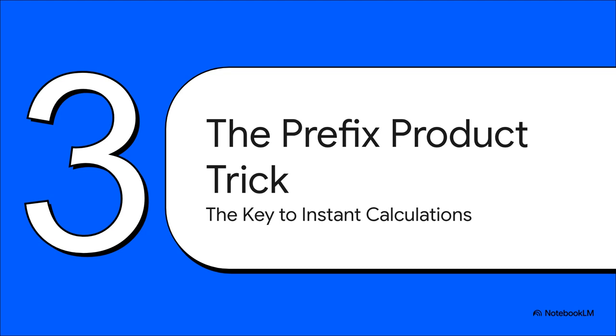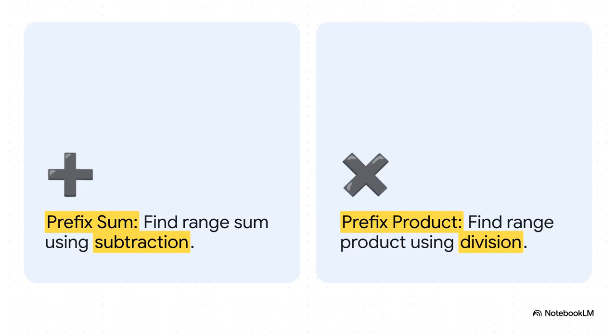This is where the magic happens. We're going to use something called the prefix product trick. And trust me, this little idea is the key to unlocking those instant calculations. It completely changes the game. Now, this trick might sound a little familiar if you've ever worked with prefix sums. With prefix sums, you pre-calculate a running total, and then you can find the sum of any range with just one subtraction. We're going to do the exact same thing, but instead of adding, we'll be multiplying. And instead of subtracting, we'll be using division.